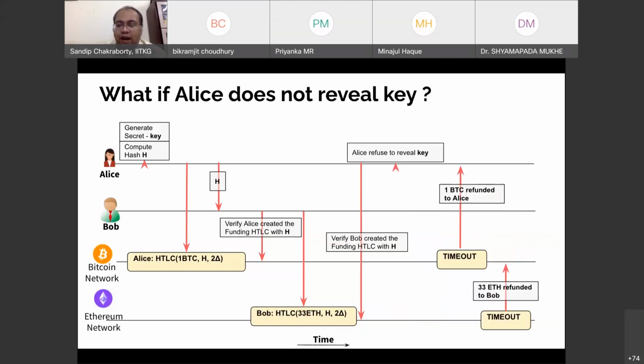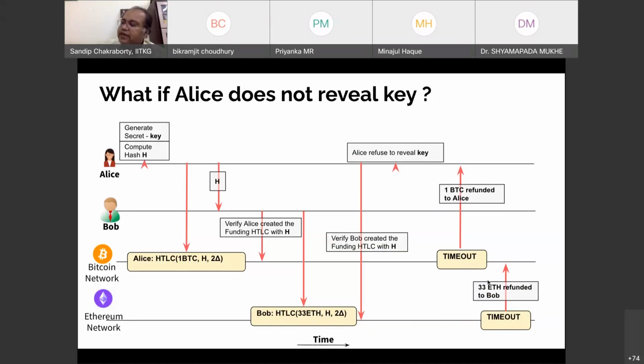Now, what happens when Alice refuses to reveal the key? If that is the case, then we have the time lock, which is also there in the contract. So the timeout will happen. The moment the timeout happens, the 1 BTC that was submitted by Alice in the Bitcoin network will return back to Alice. Similarly, the Ethereum contract will also see a timeout after this 2 delta time, and 33 Ether will be refunded to Bob.